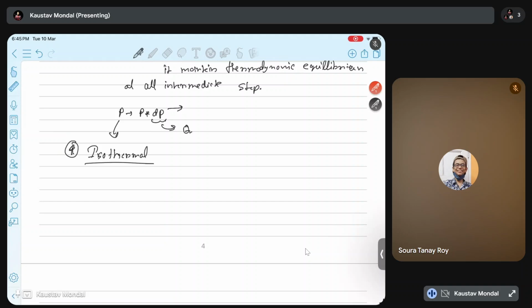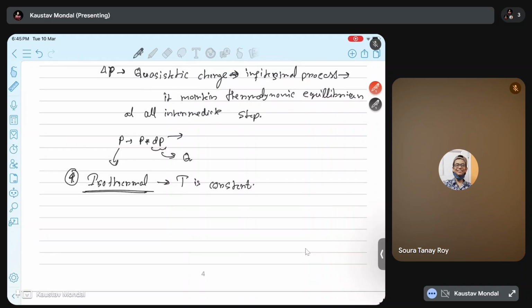From the name itself, you can figure out what kind of process it is. Since it's isothermal, there is no change of thermal energy, so the temperature is constant. Okay, so T is constant.